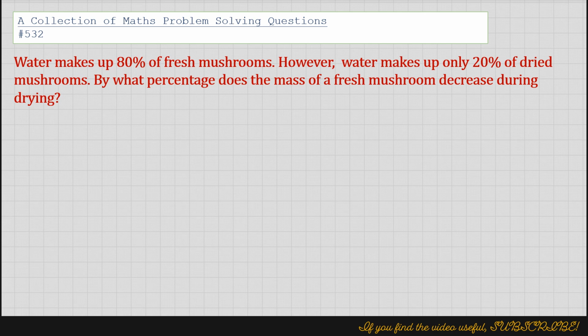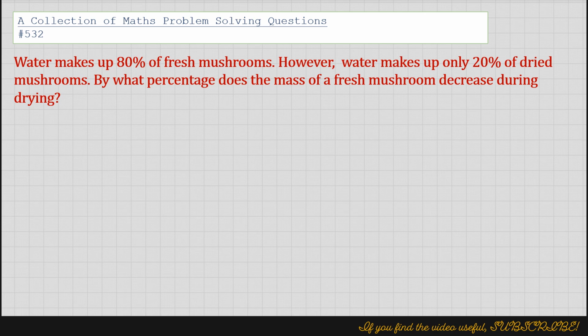Water makes up 80% of fresh mushrooms. However, water makes up only 20% of dried mushrooms. By what percentage does the mass of a fresh mushroom decrease during drying?